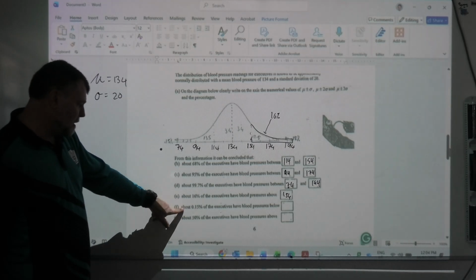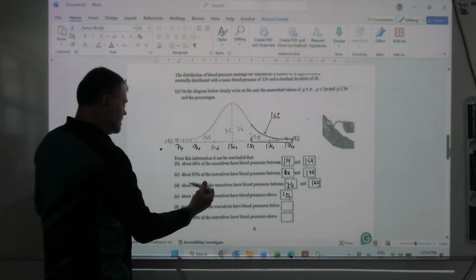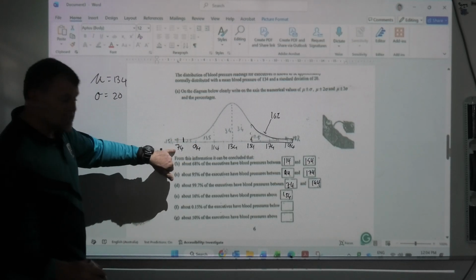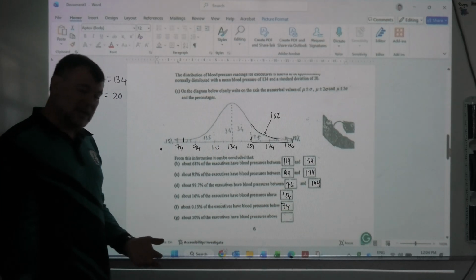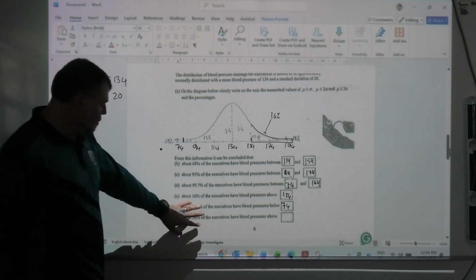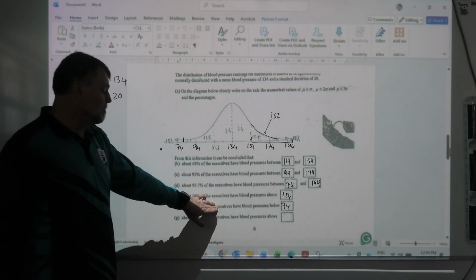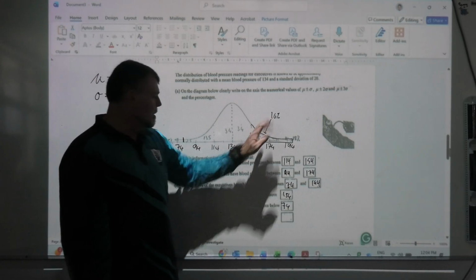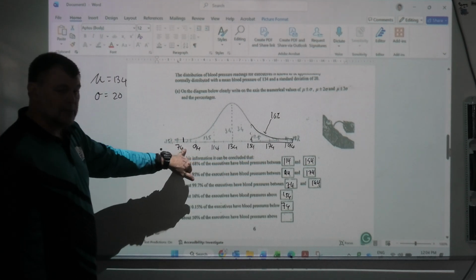About 0.15% of the executives have blood pressure below. So now we're looking at the below, we look at the left-hand side. So if we're looking at 0.15, it's going to be below 74. Now if you think about this very carefully, a lot of the statistics questions are going to be based off real life things. If you're an executive, you're going to be in a very stressful, high impact job. So you're going to expect to have some high blood pressure. So most of them would be above 154, and the lowest possible was 74.